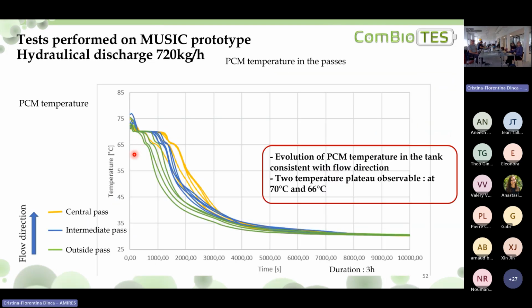Again, here is a presentation of the temperature of the PCM in the passes. The evolution of temperature is consistent with the flow direction. In discharge, we observe 2 temperature plateaus, one at 70 degrees and one at 65 degrees. Charge.